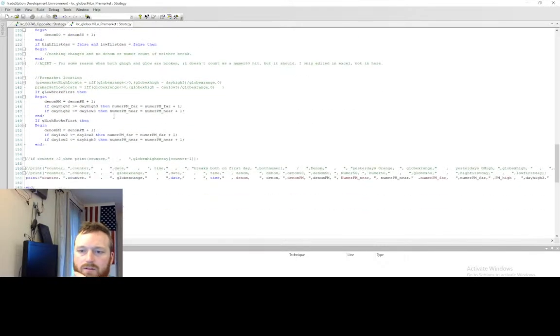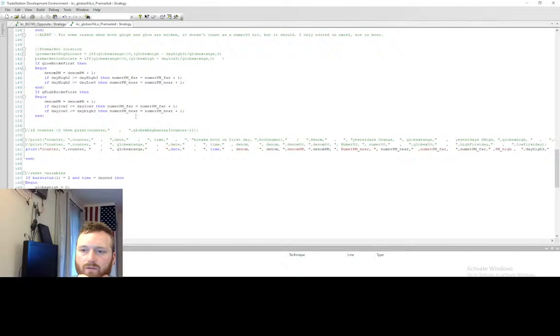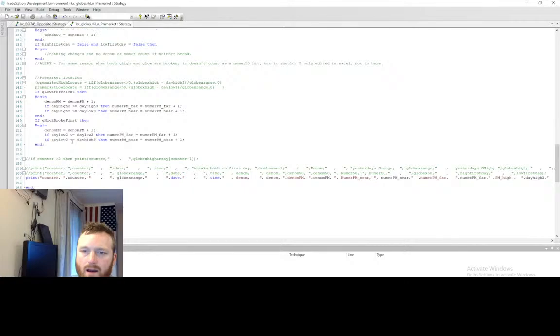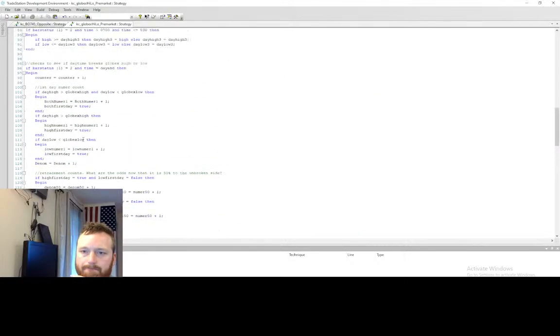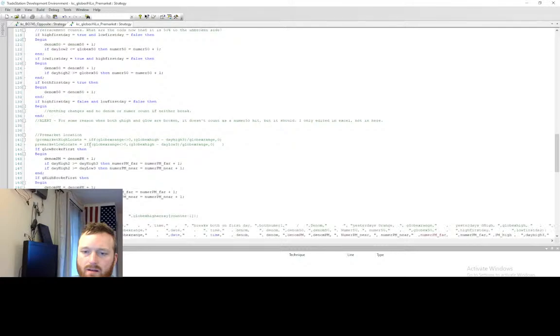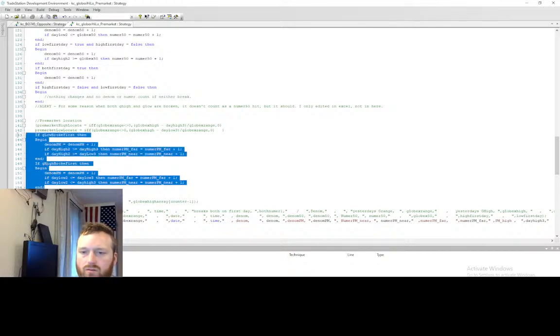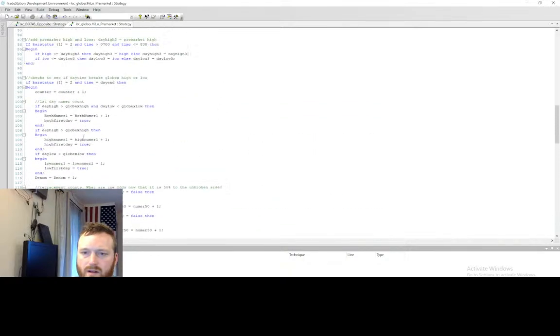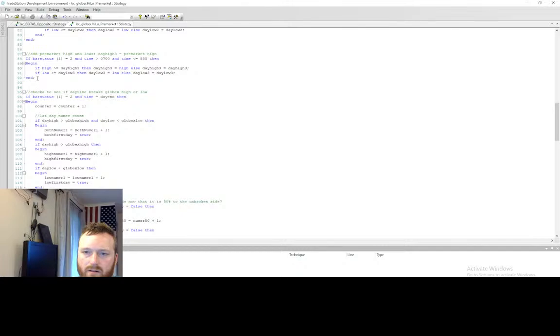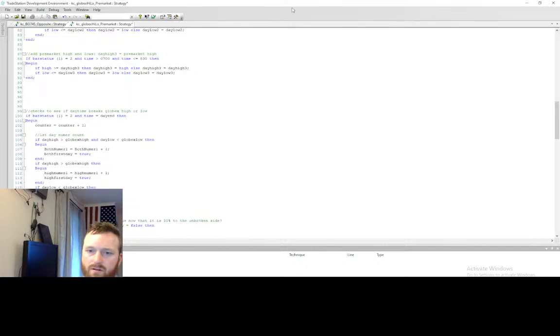So essentially, this code is finding pre-market near and pre-market far. And at this point in time, I need to be able to set time equals day end. Let's see here. All of this is unnecessary technically. I just need the pre-market high and low.